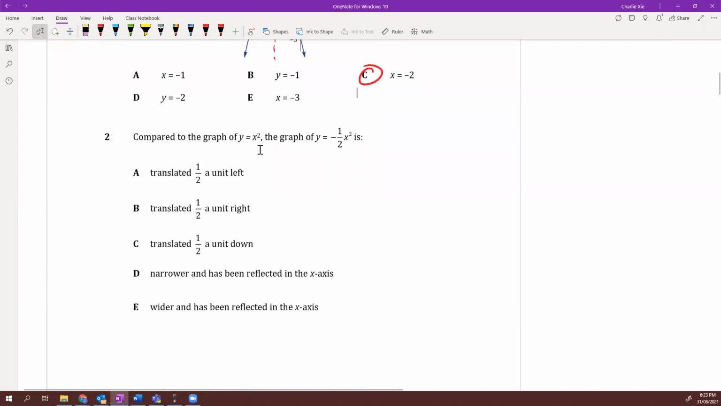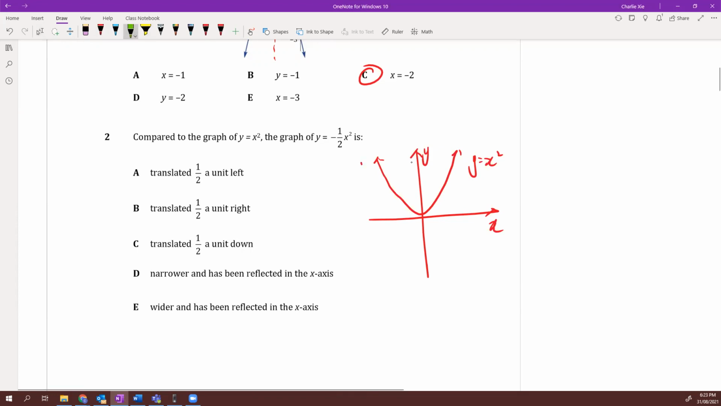All right, next question. Compared to the graph of y equals x squared, the graph of y equals -1/2 x squared is okay. This question is testing your knowledge on transformation. So y equals x squared, that's the simplest graph for a parabola. And if it's half x squared, this graph will be expanded, which means it gets wider.